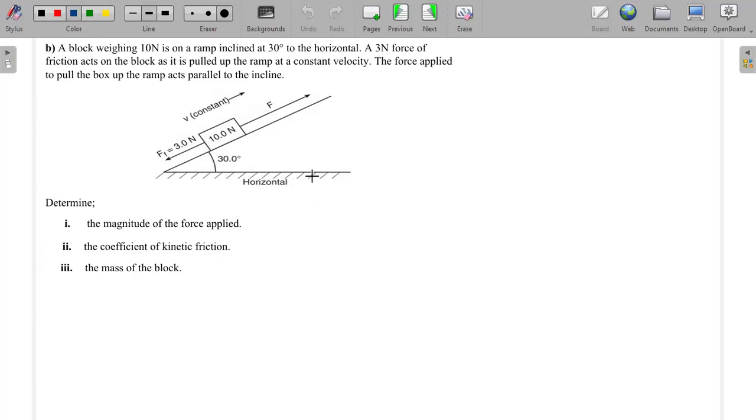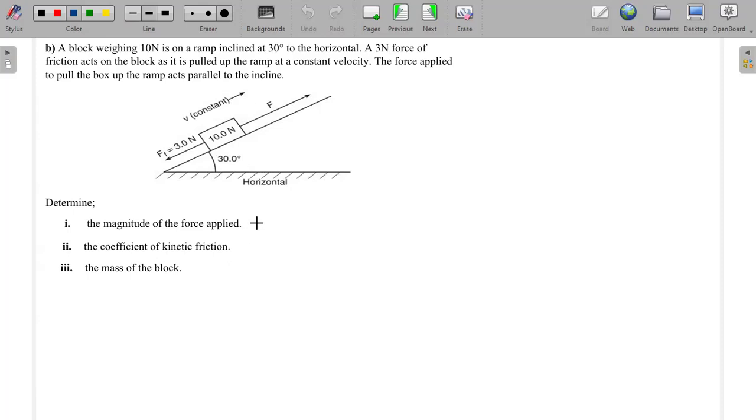Right. So I have to find the value of the force applied here. Then we should find the coefficient of kinetic friction and the mass of the block. Okay. It's a very interesting question, a very simple question on inclined planes, because we looked at inclined questions a lot in our revisions.